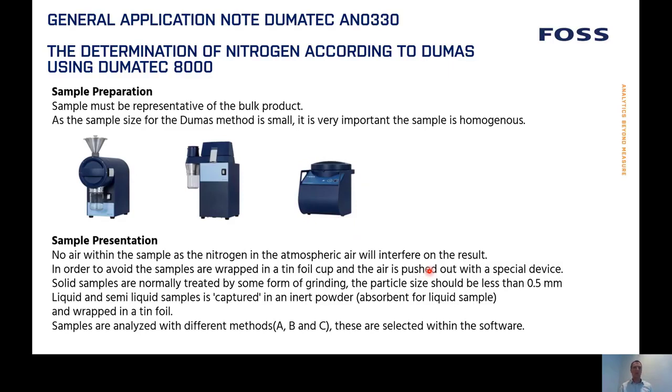Liquid and semi-liquid samples are captured in an absorbent. It's included if you buy the Dumatec, and you can buy it as a consumable also. It contains something like an ash, with no nitrogen in it, and it will absorb the liquid so it can be packed within the tin foil and wrapped. And the samples are analyzed within the instrument.